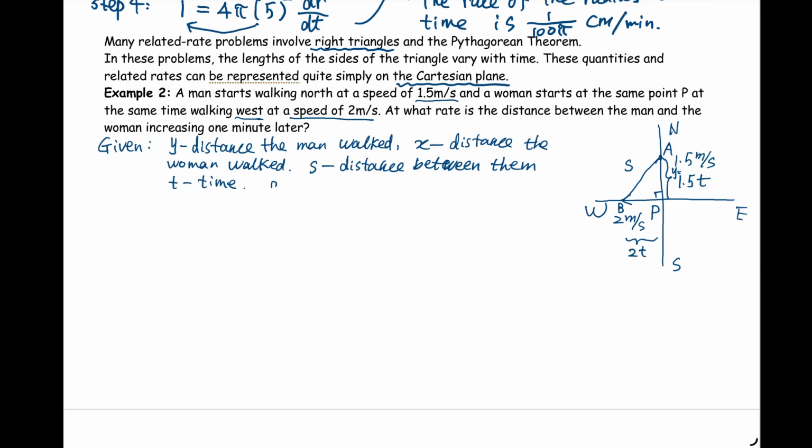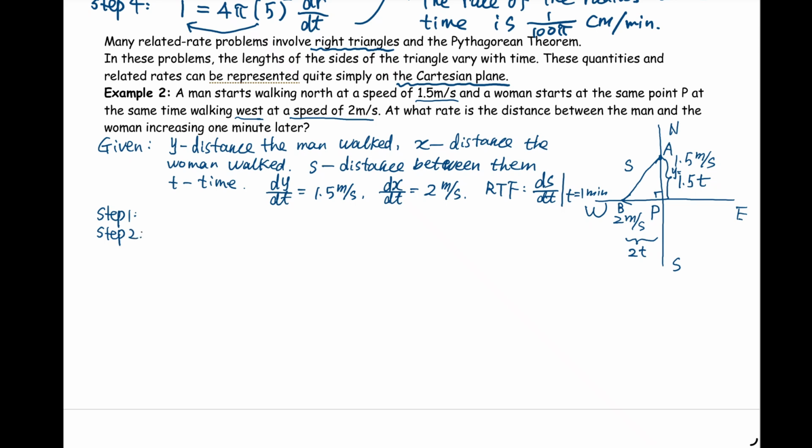So these are the variables introduced. dy/dt is the speed, it is 1.5 meters per second, and dx/dt is the woman's speed, 2 meters per second, and the rate of change of the distance between the two is what we want to find. Another piece of information given is t equals 1 minute. So step 1, we have introduced all the variables. Step 2, we are going to set up the equation.